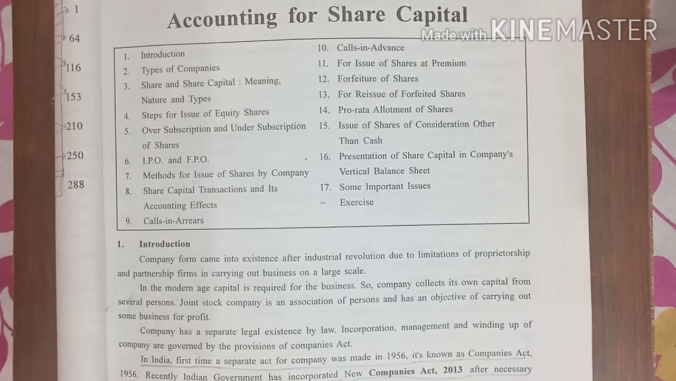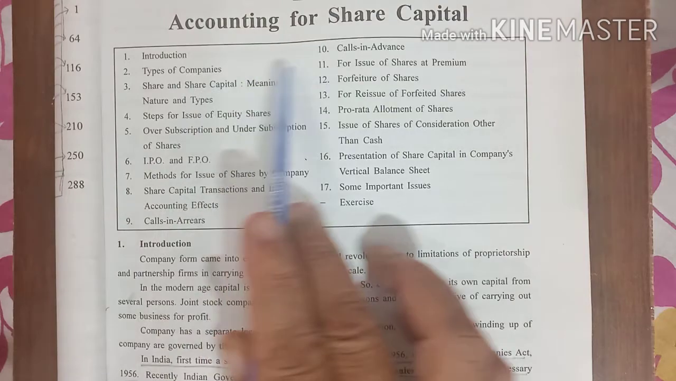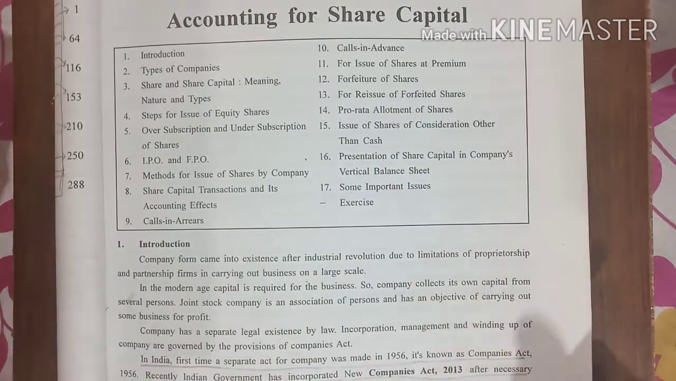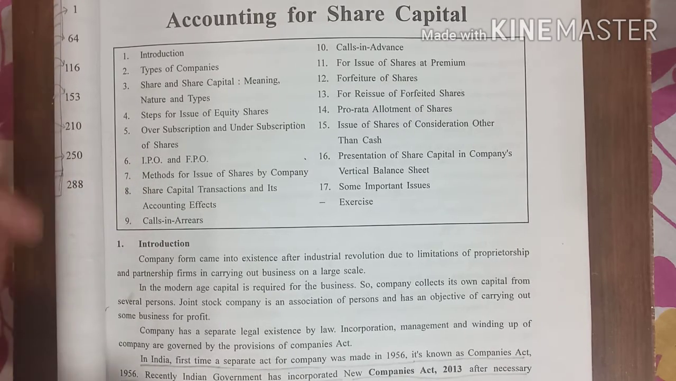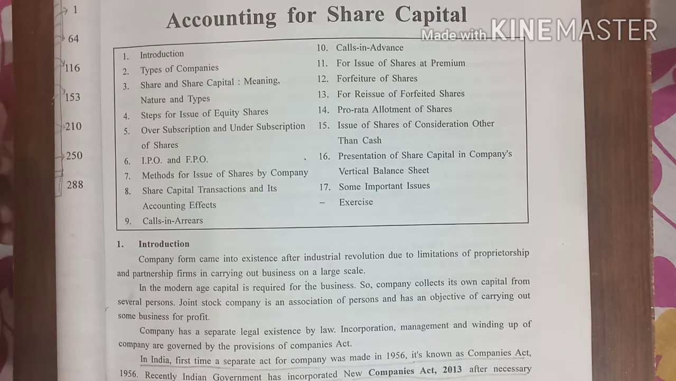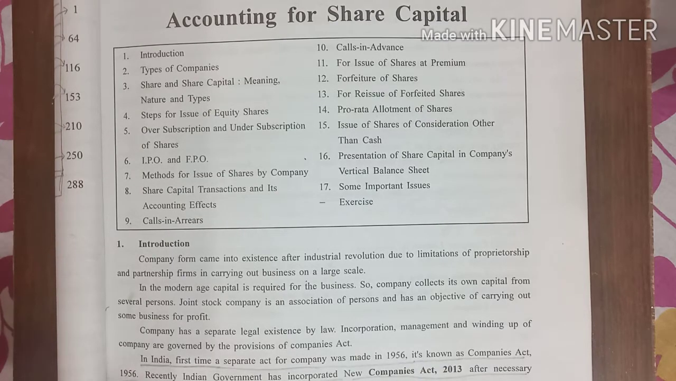In the first video of chapter 8, the accounting for share capital, I will give the introduction as well as the theoretical part. Then slowly we will go to the practical side. This chapter is totally based on journal entries. For the practical sums of 8 marks, what you have to know is journal entries. Journal entries of different situations. What type of journal entries you are going to do?